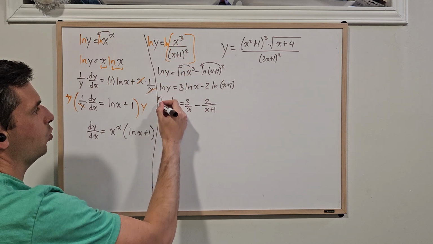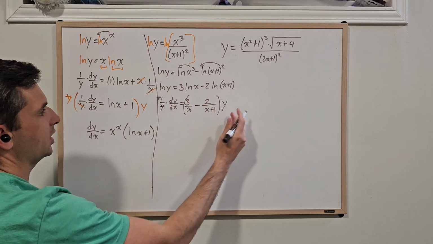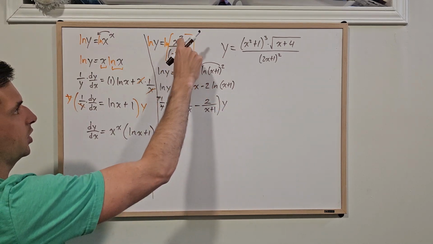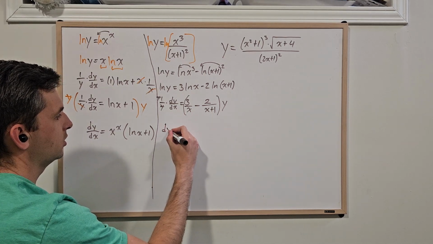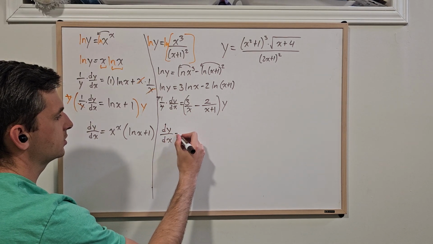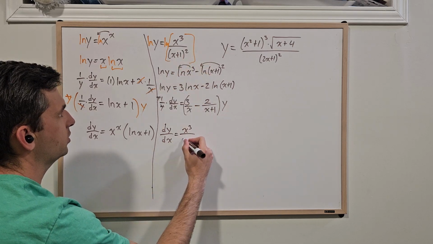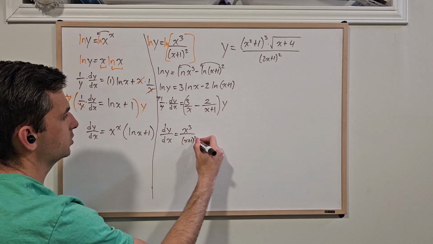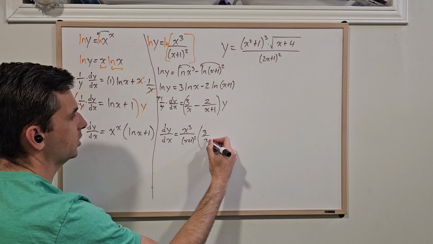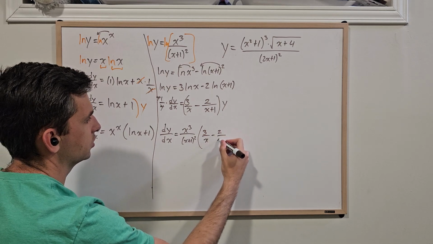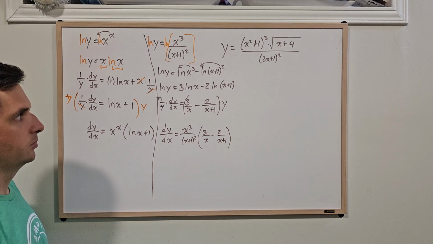So if I have a y here, my y's are going to cancel out, and if I have a y on this side, I'm going to have this part. But I'm going to take this part, I'm going to write it in the front, and then I'm going to write out my bracket, okay? So we have dy dx is equal to, just copying down this part, x plus 1 squared. And then inside my bracket, you got 3 over x minus 2 over x plus 1. That's your final answer right there, okay?